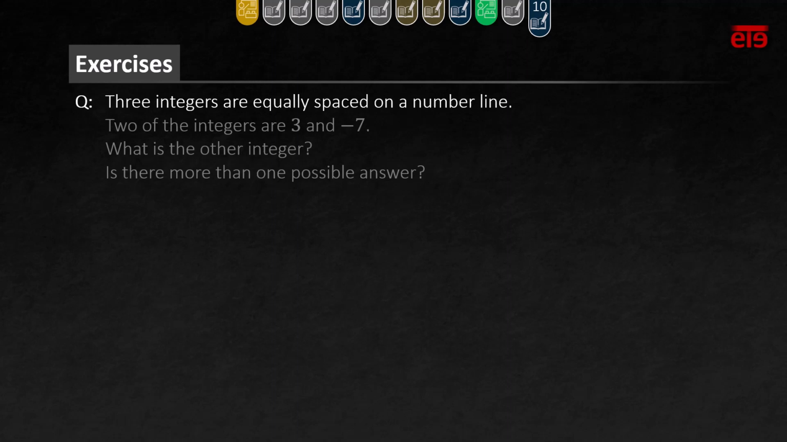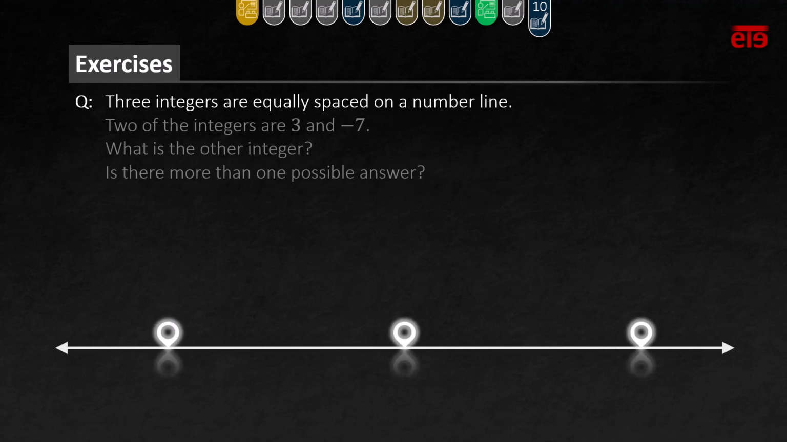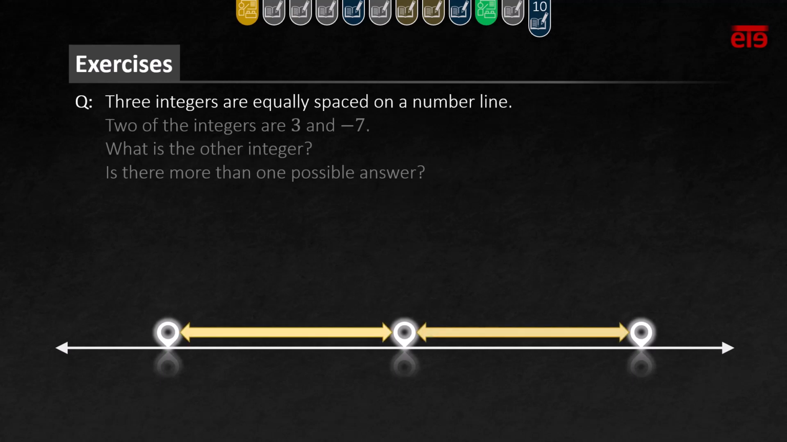3 integers are equally spaced on the number line. Here's the number line and 3 integers are marked here. The spaces between these integers are equal. 2 of the integers are 3 and negative 7. What is the other integer?